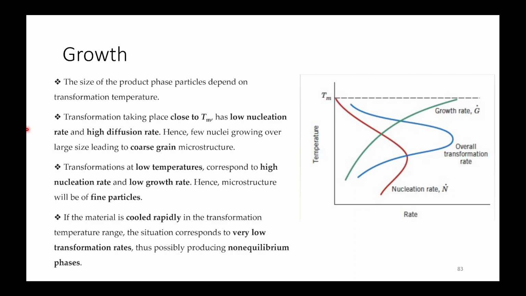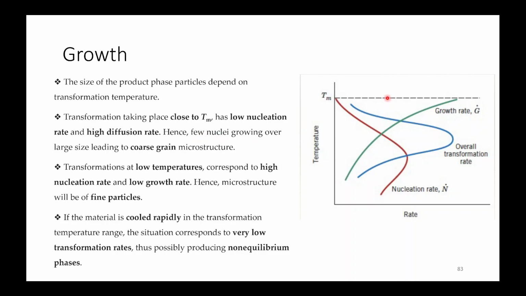The size of product phase particles depends on transformation temperature, and a transformation taking place close to melting temperature has a low nucleation rate and high diffusion rate. So from these curves we can see this is the growth rate and this is the nucleation rate. Nucleation rate increases at lower temperatures and growth rate is higher near melting temperature, and the overall transformation rate is given by this blue curve.